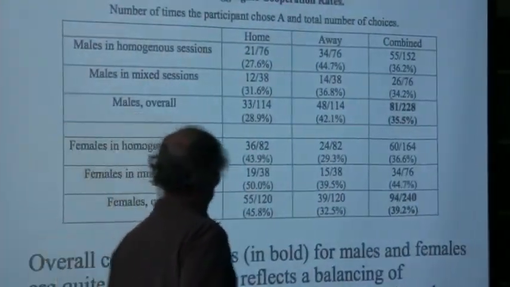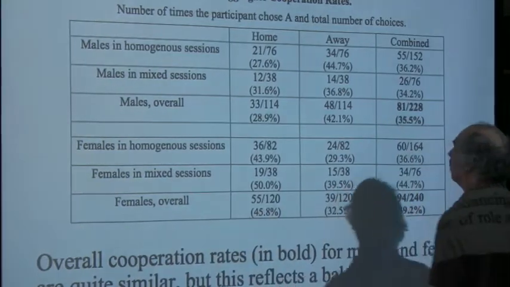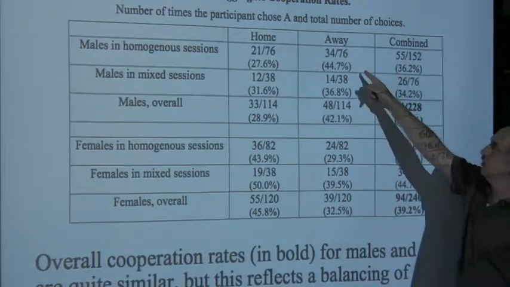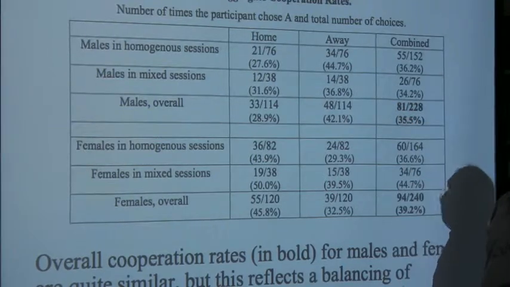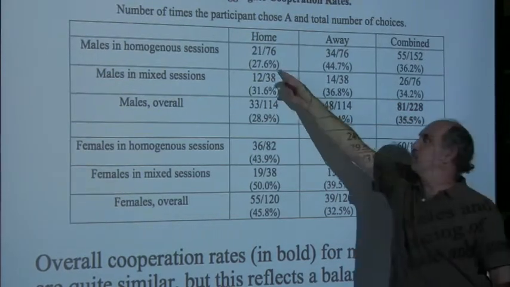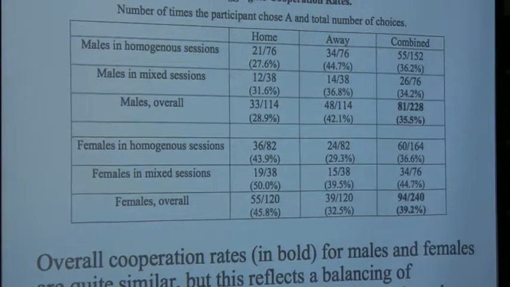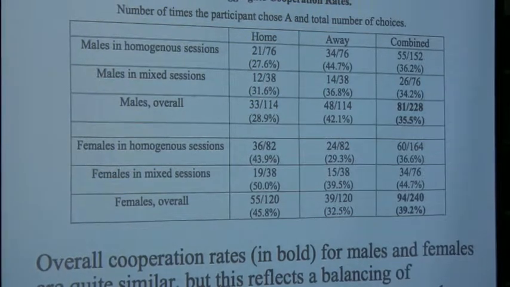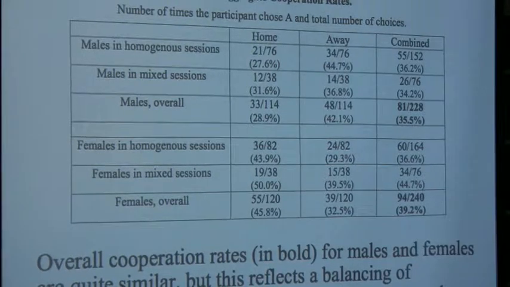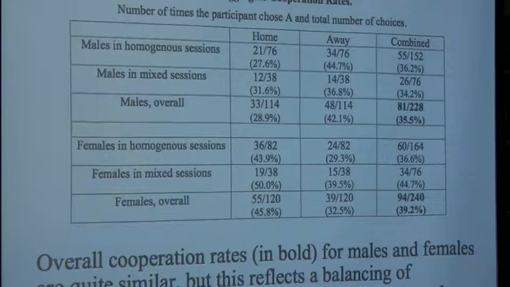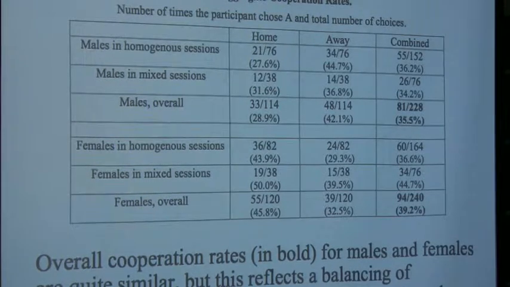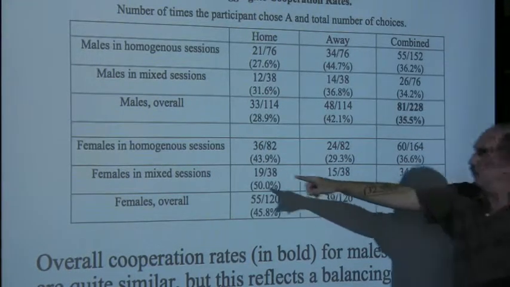Results. So I'll point out a couple things. So males in homogeneous sessions, they cooperate almost 45% of the time when they're away, but 27.6% of the time when they're at home. So males are prone to cooperate a lot more when they're away. Question? Homogeneous means there's males in both rooms? Yes. Thanks for the question. Homogeneous means that it's an all-male session. Or down here, it means it's an all-female session.